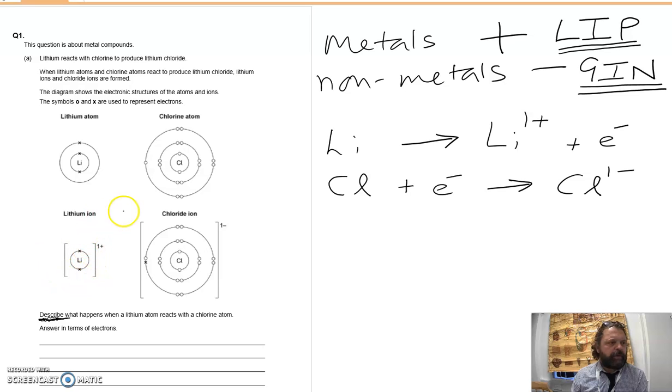And if you look at the diagram over here, you can see that the chloride has gained the electron, the little cross here, that has been lost from the lithium's outer shell. Once we've got our ions, the reaction will make a compound that will be lithium chloride, because the positive lithium will attract the negative chloride ion.